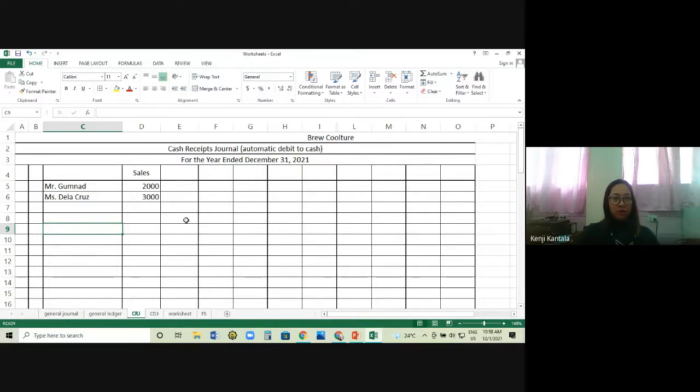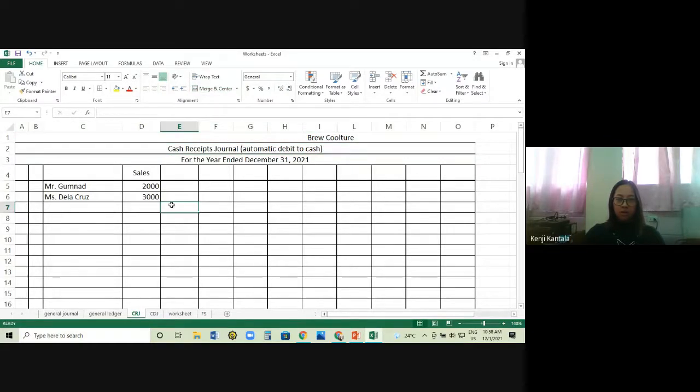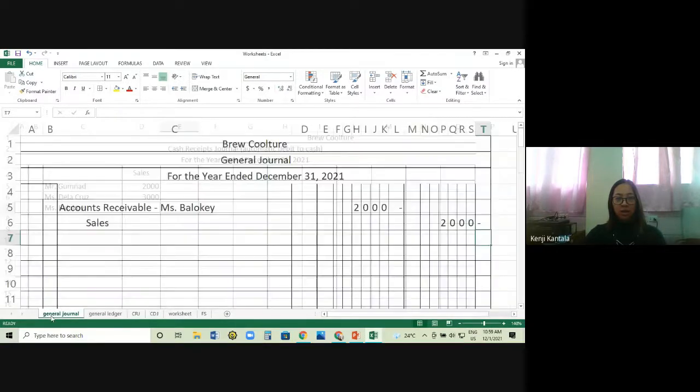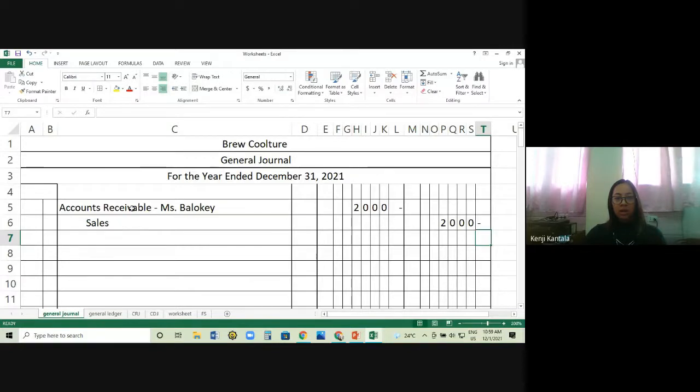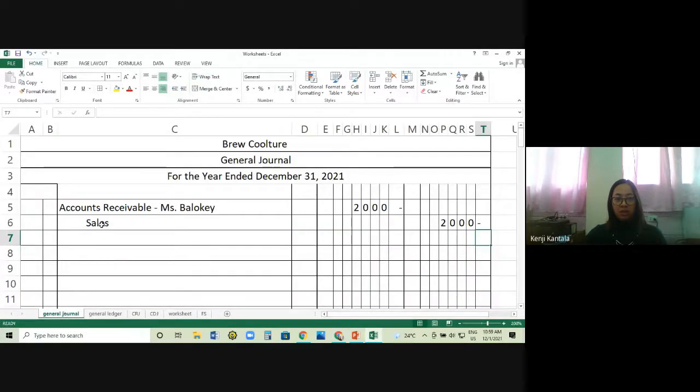So, how do we record the cash receipts? In our cash receipts, it is automatically a debit to cash. So, what would be our credit? We credit accounts receivable, because we are removing the debt of Miss Baloke. Right? Since in the general journal we already recorded our sales and the accounts receivable, when we get to the cash receipts journal, we no longer record sales, because it would be duplicated if we record it again. So, we are okay with its recording in the general journal.